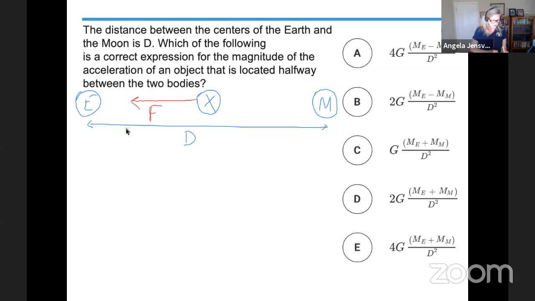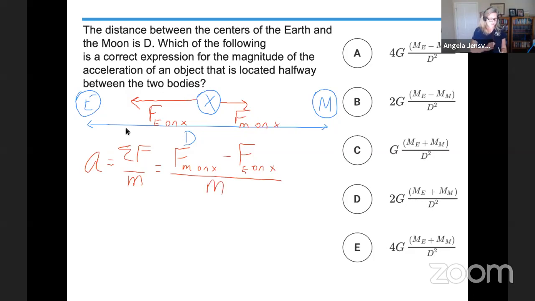You've got the force of the Earth on object x, and the force of the Moon on object x. I drew it smaller since the distance is the same, but the Moon's mass is smaller, so the attractive force will be smaller. Now let's apply Newton's second law: sum of forces over mass is acceleration. In this case, it would be the force of the Moon on object x minus the force of the Earth on object x, all over the mass of object x.